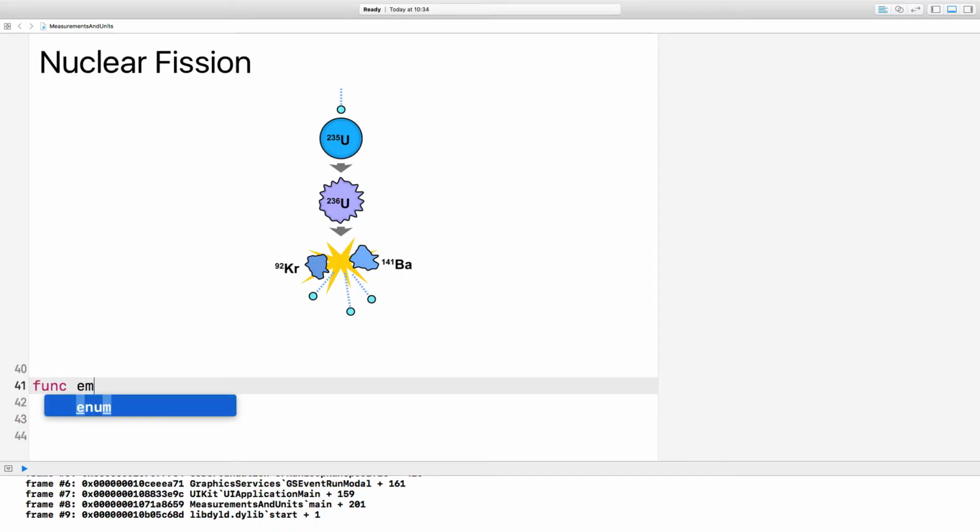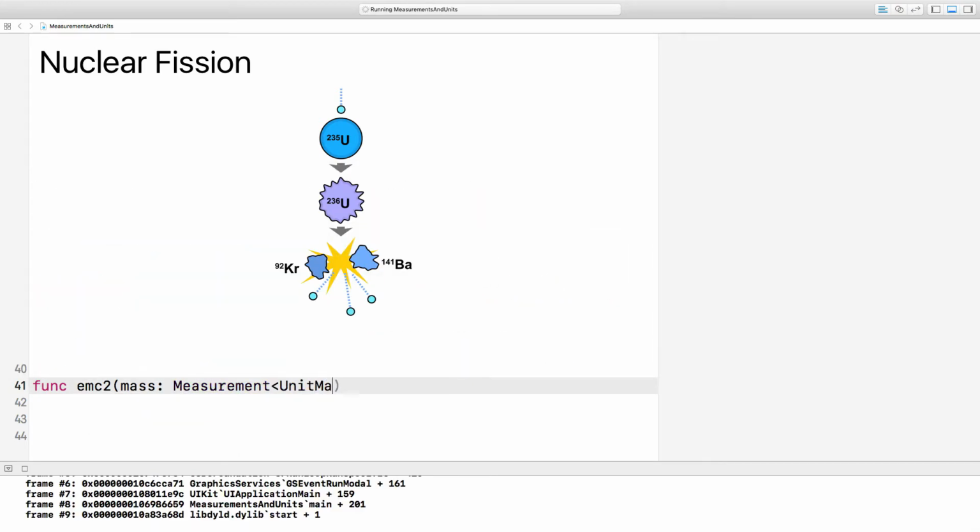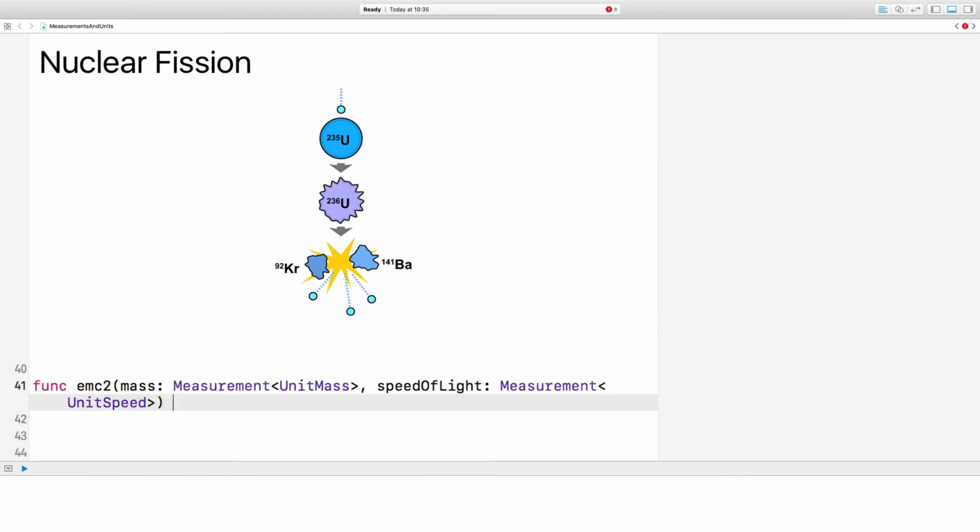I'm going to create a function, emc2, representing E equals mc squared. The first argument is going to be the mass, which is represented by m, and that's going to be a measurement of type unit mass. And then c is the second argument, which is the speed of light, which is going to be a measurement of type unit speed. And this returns E, which is an energy, so it's going to be a measurement of type unit energy. Really quite simple.